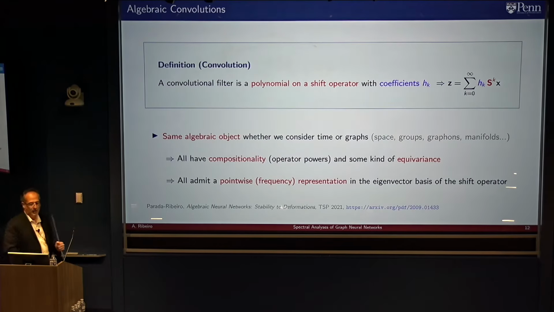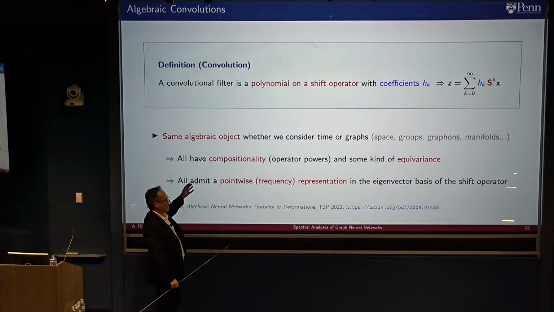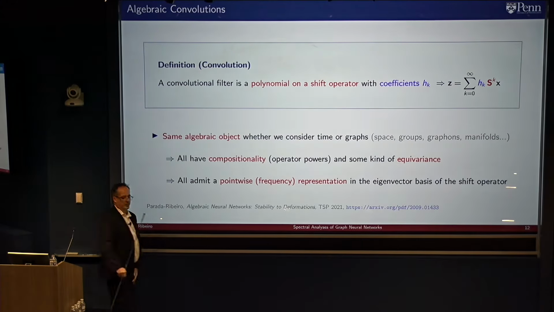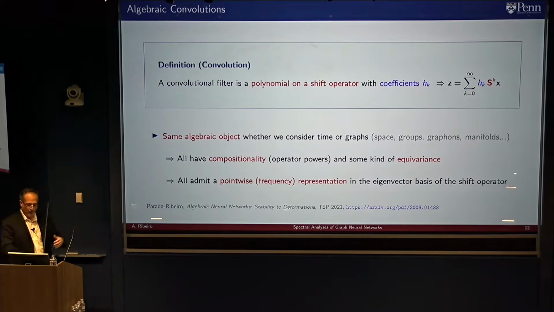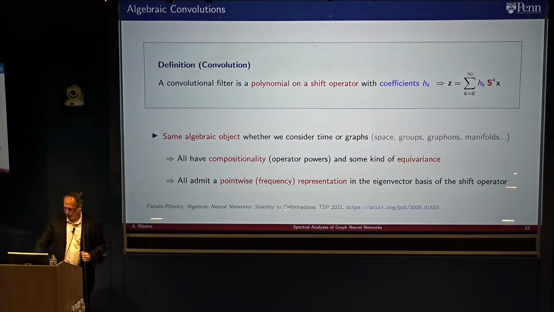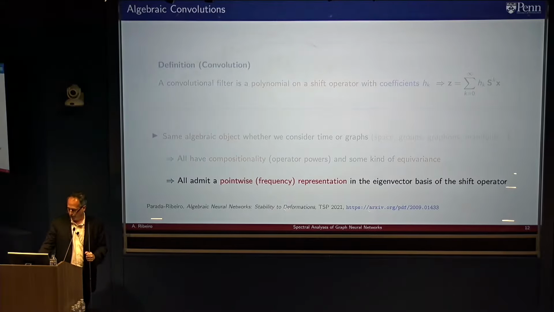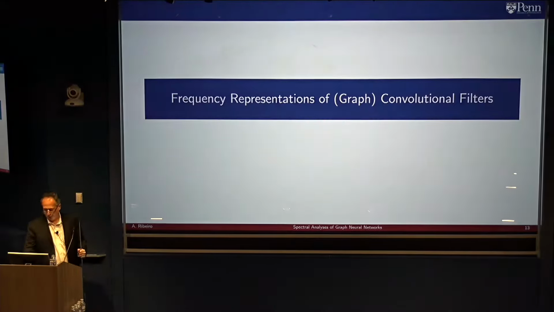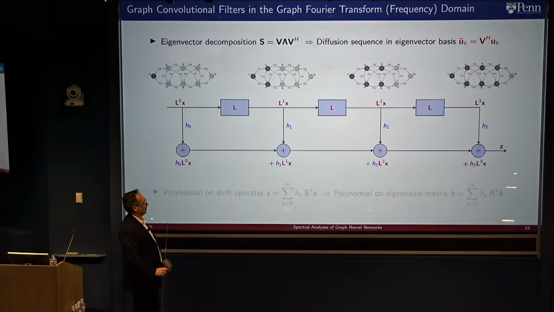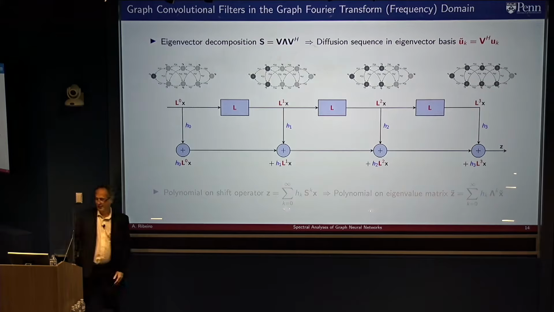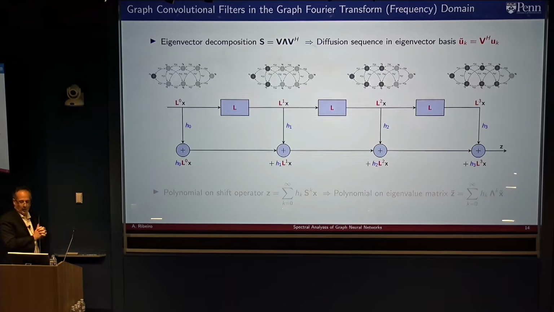Now, let me go back to the main thread of the talk. This was a small parenthesis to help you maybe buy a little bit more into the merit of utilizing algebraic representations of convolutions. But the more important point that I want to highlight today is that because we have this polynomial, all of these architectures admit a pointwise frequency representation. And again, this is something that you know, but let me explain it. All of this is disarmingly simple, actually. So let me tell the story.